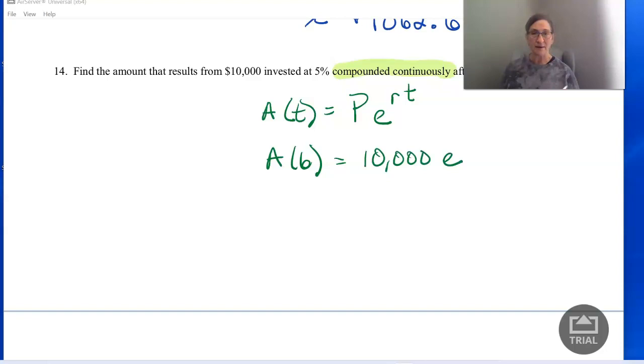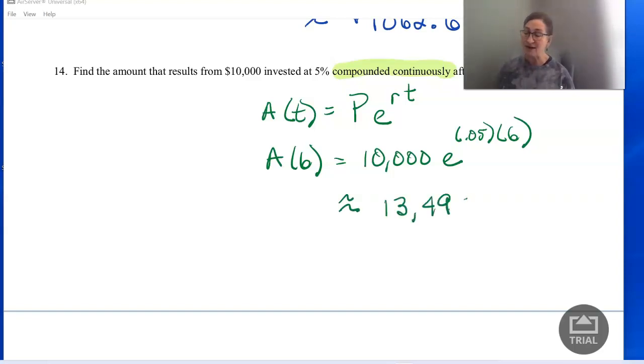I've got my e, irrational number e, raised to the 0.05 times 6. Put that into your calculator. You would get approximately 13,498.59. Here we go. All right, well, have fun with these.